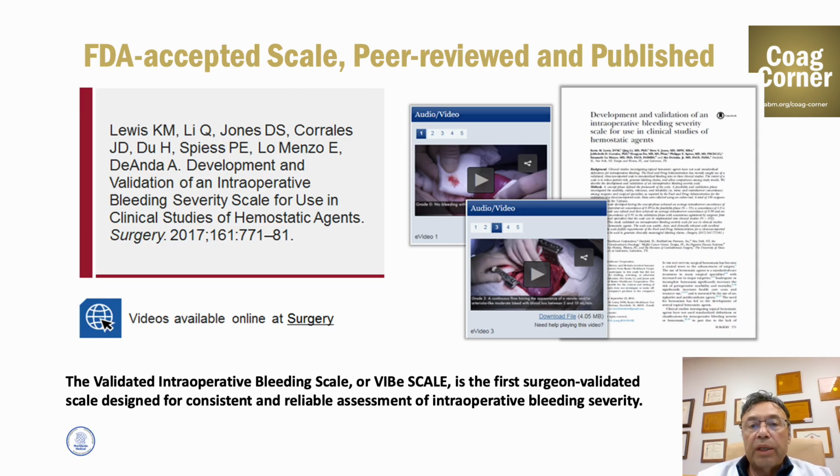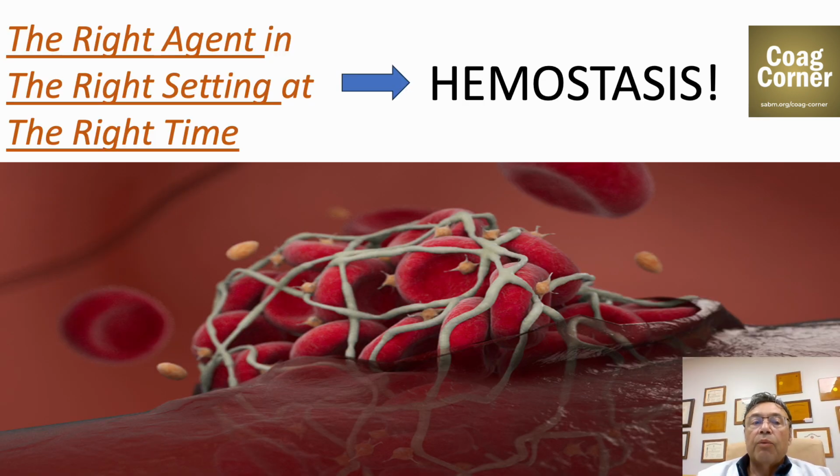I just want to also quickly mention the VIBE scale, which is the validated intraoperative bleeding scale, as a way to measure blood and to help assess what type of agent you may need, in addition to the coagulation pathway being intact or not. This is the first surgeon-validated scale that delivers consistent and reliable assessment of intraoperative bleeding severity. Once again, the right agent in the right setting at the right time will give you hemostasis. Thank you very much.